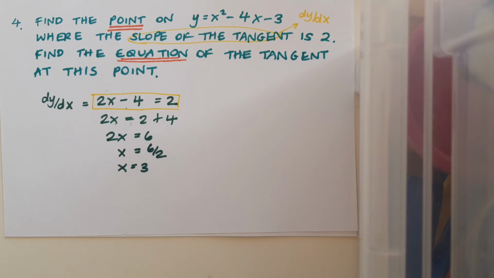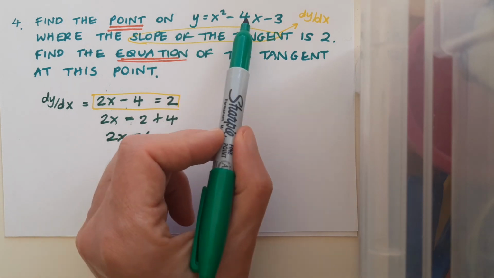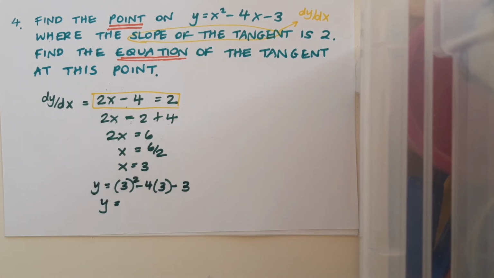So how do I get the full point again? Well, I'll take that x equals 3, and I'll sub it into that function y is equal to. And I get a result of minus 6, and then I'll just put the x and the y together to make the point. So I have the point (3, minus 6). That's the first part of the question answered, but now I still have to go on and find the equation of the tangent at this point.